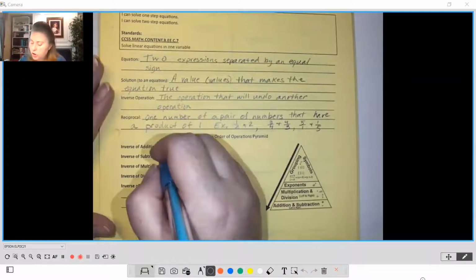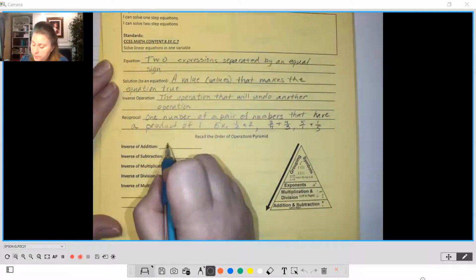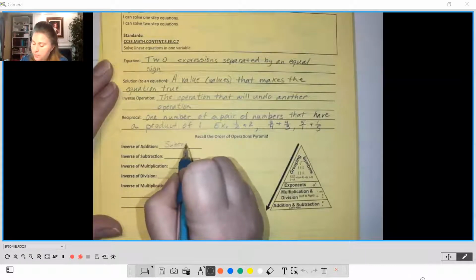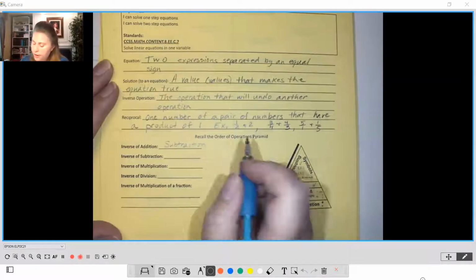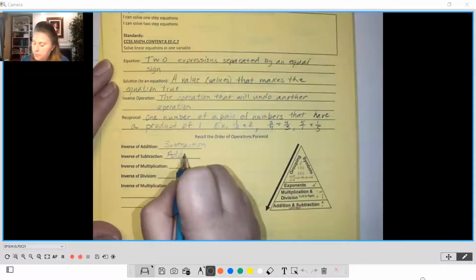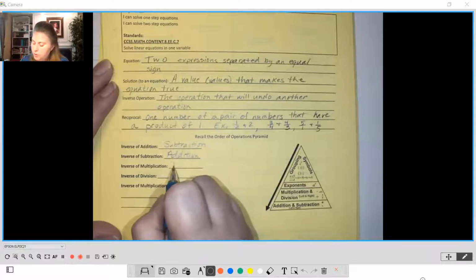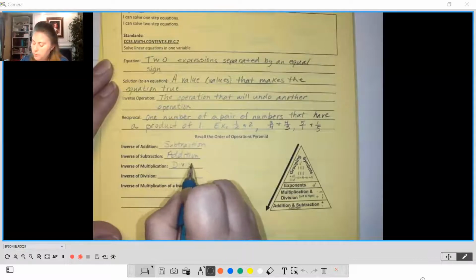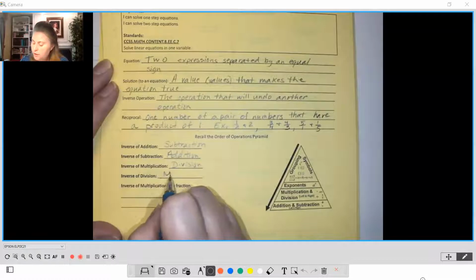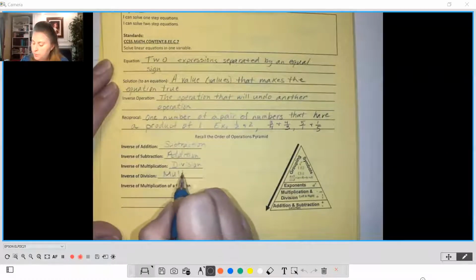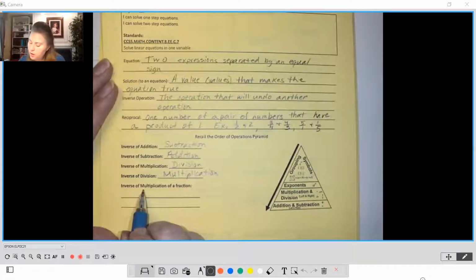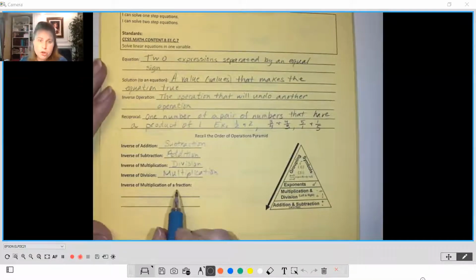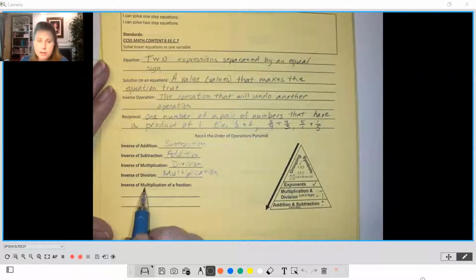The inverse of addition is subtraction. The inverse of subtraction is addition. The inverse of multiplication is division. The inverse of division is multiplication. The inverse of multiplication of a fraction, so if we want to do the opposite of multiplying by a fraction, we divide by its reciprocal.